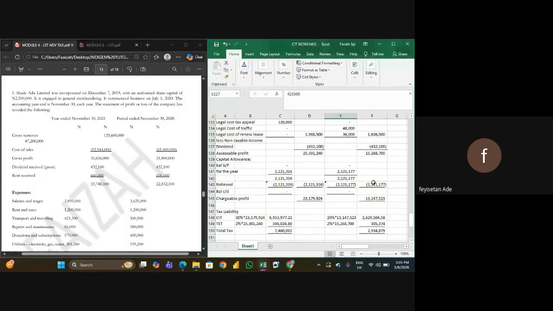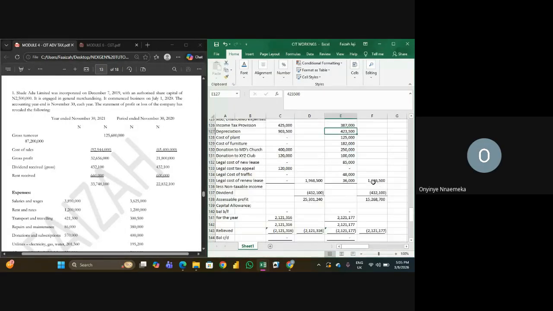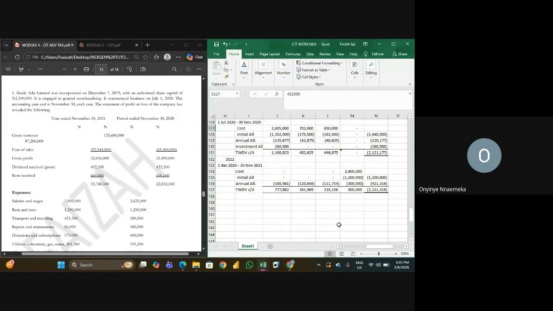Please, the solution for 2022 capital allowance, please. This is the capital allowance.